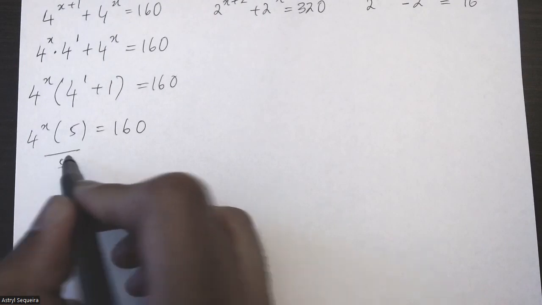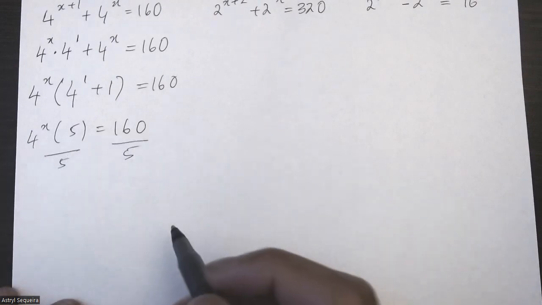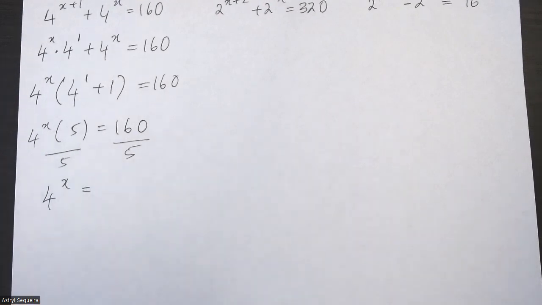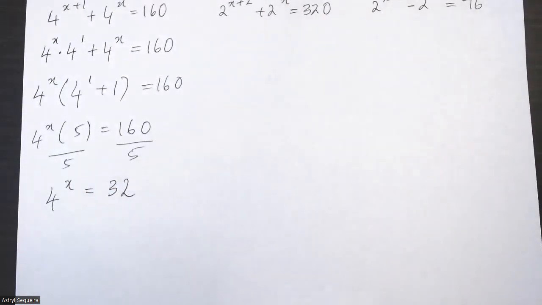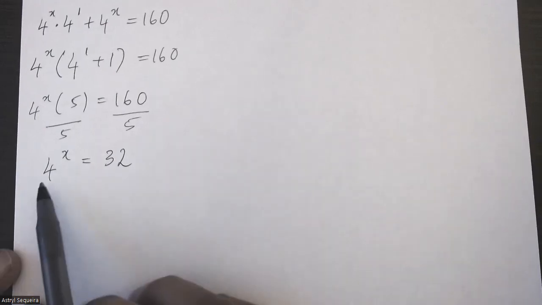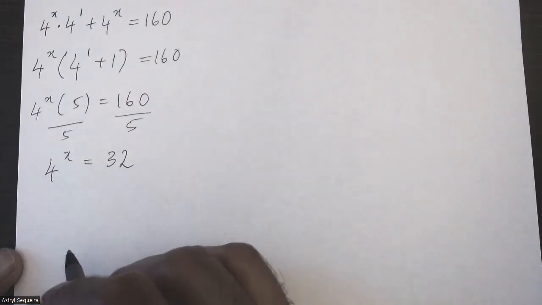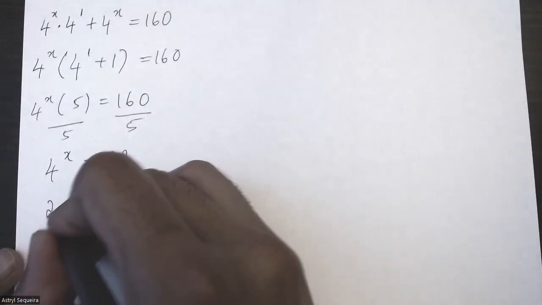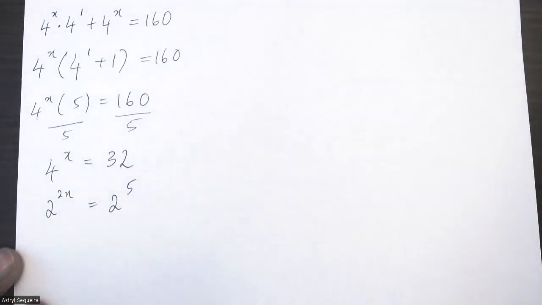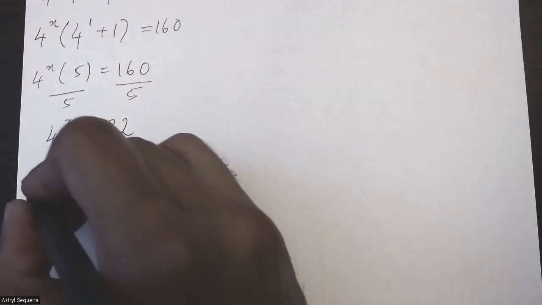I'm just going to divide both sides by 5 to begin with. So 4 to the power of x equals, I think that's 32. And now we can solve this by making the bases the same. So I know 2 squared is 4, so I'm going to change this to 2 to the power of 2x. And I know 2 to the power of 5 is 32. Now I have a common base.